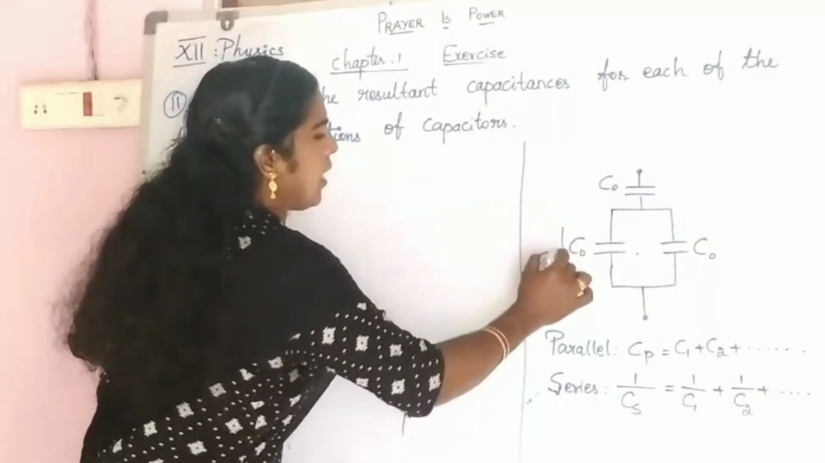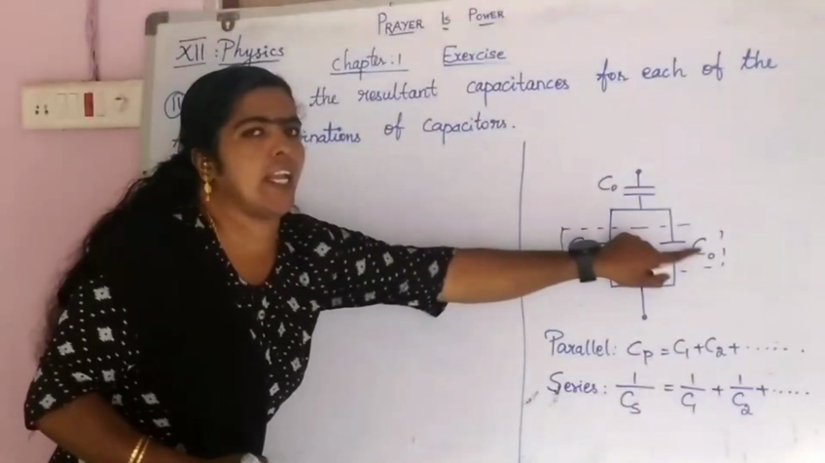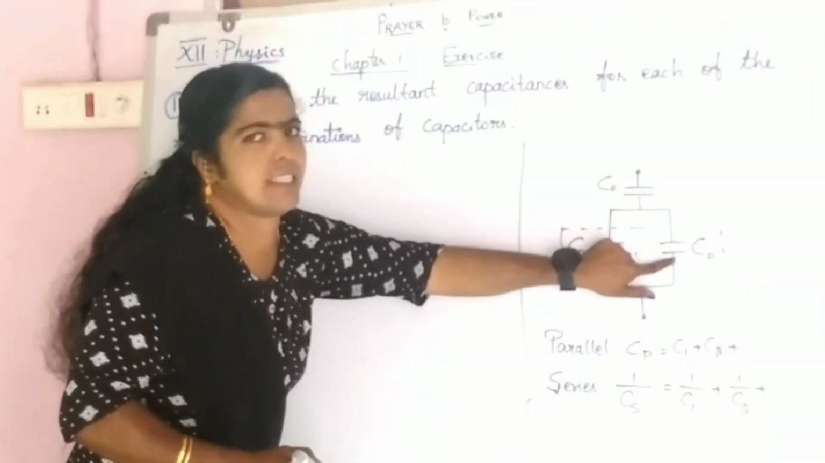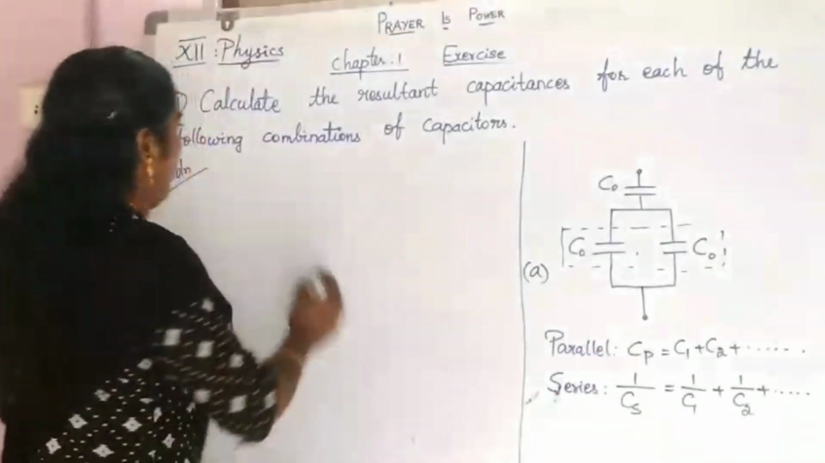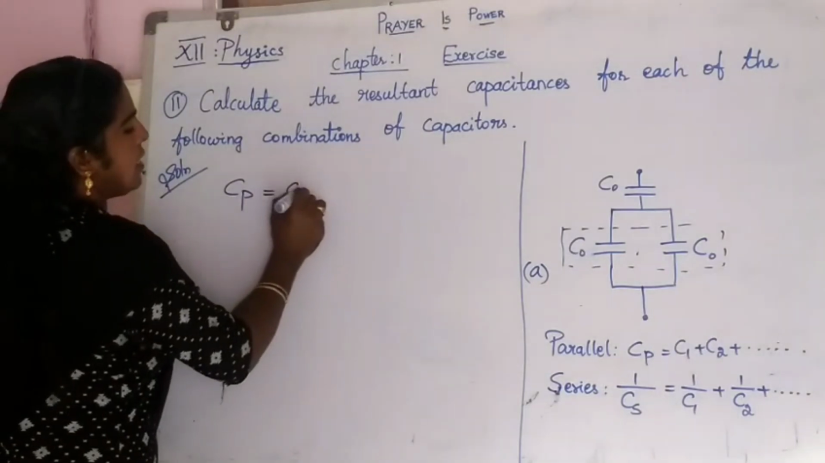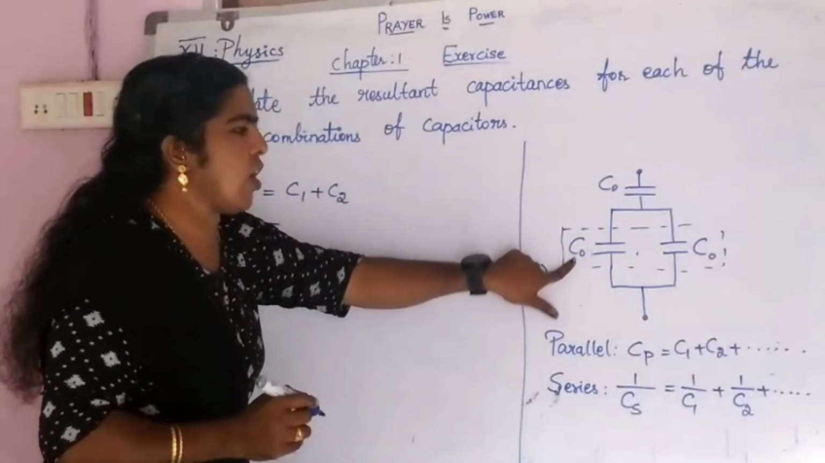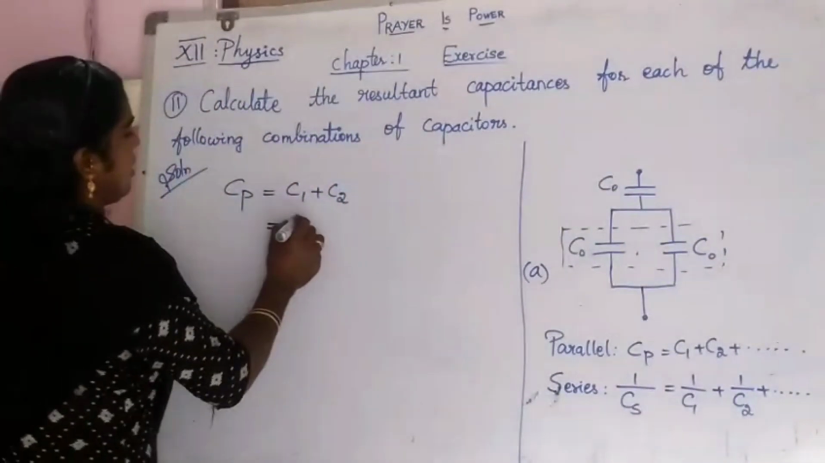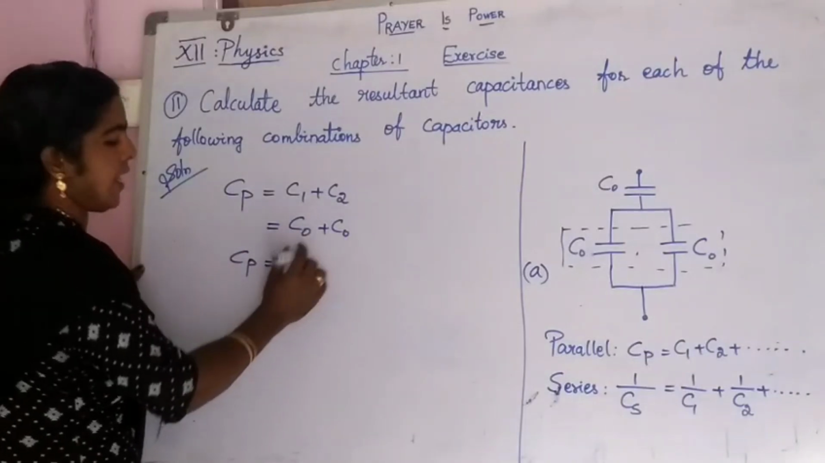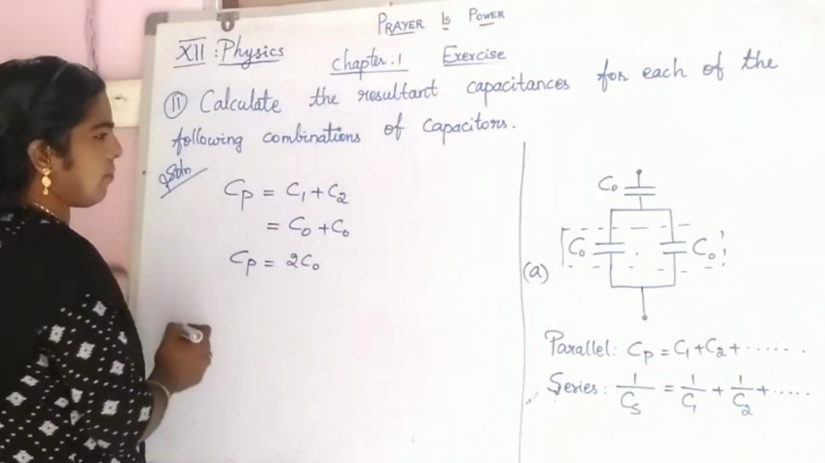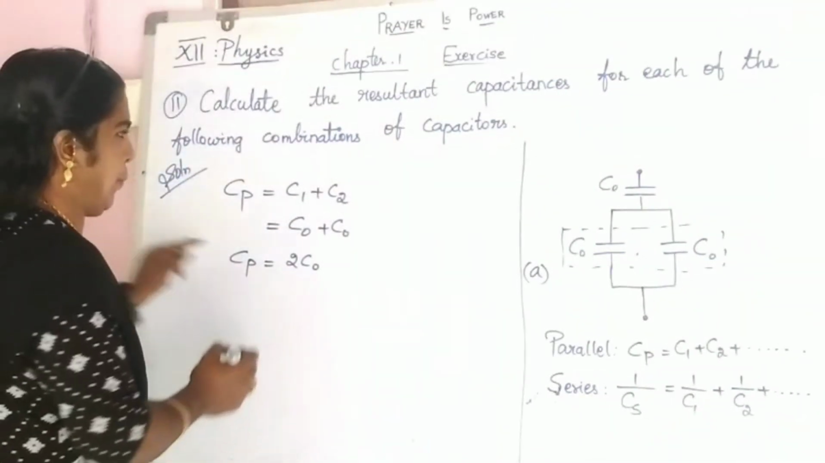First we are considering these two capacitors, C0 and C0 capacitor. This capacitor is parallel. So we are using the parallel formula. Parallel is equal to C1 plus C2. C1 value is C0, C2 value is C0. C0 plus C0, so the parallel value is 2C0. Next, redraw the circuit by using this parallel value.